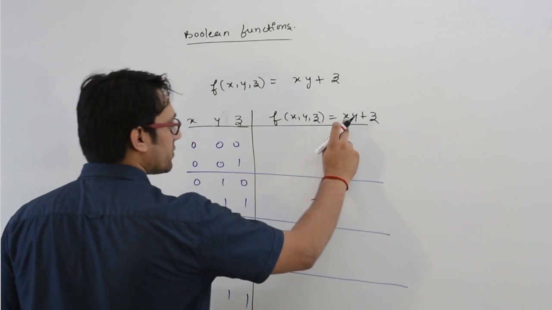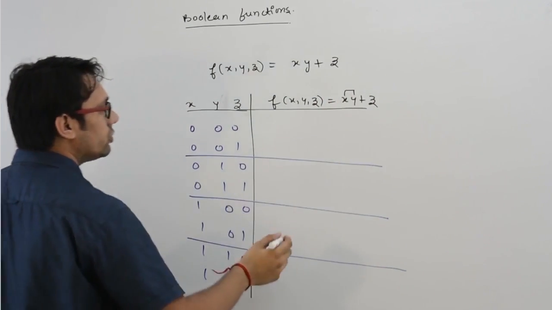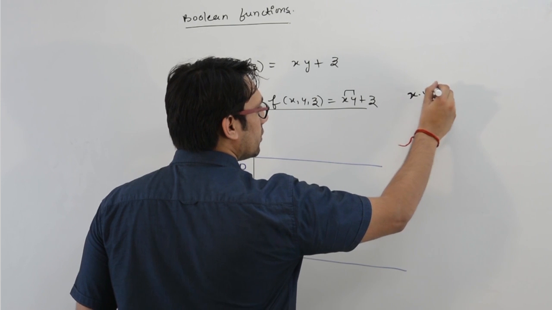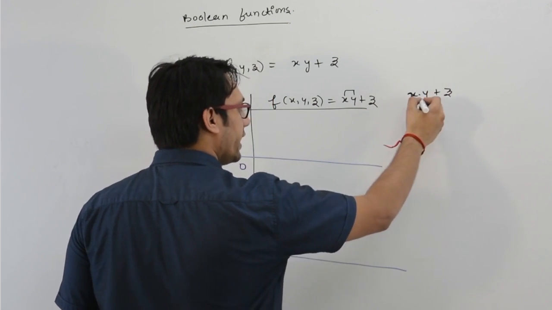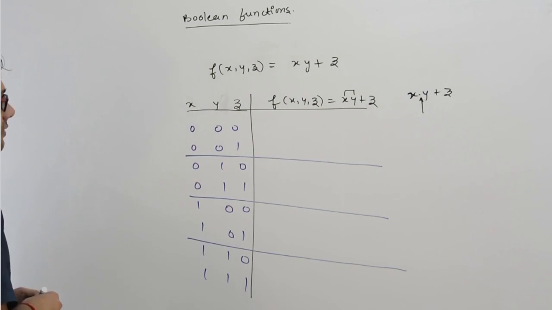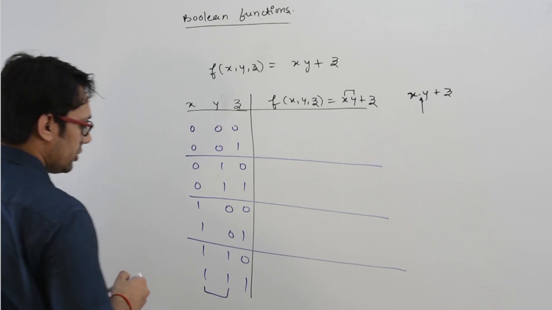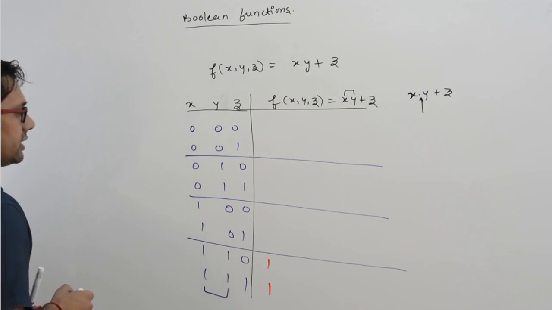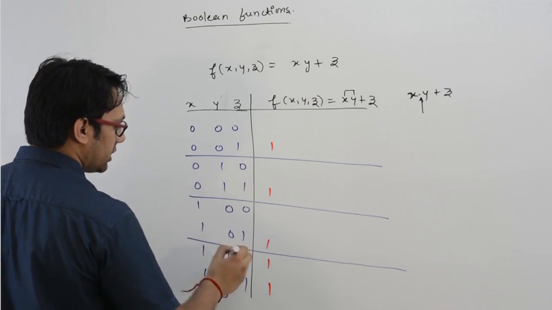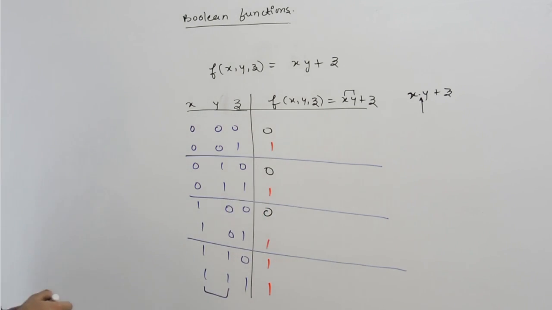So this function is representing xy plus z. This function is true only when x and y both are true or z is true. You can read it like this. It is x dot y plus z. That means this is true only when x and y both are true or z is true. So what are the places where x and y both are true? These are the places where x and y both are true. So here this function will assume a value 1. And when it is not true, then z should be 1. So z is 1 here, here and here, and at all the other places the function will assume a value 0, right?